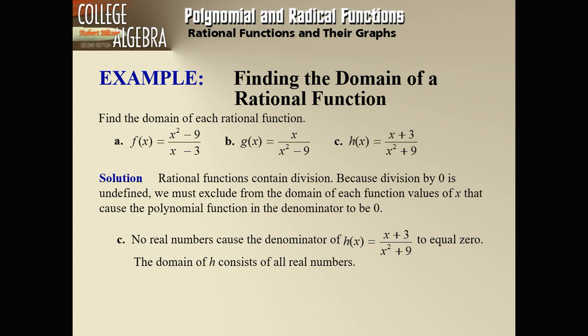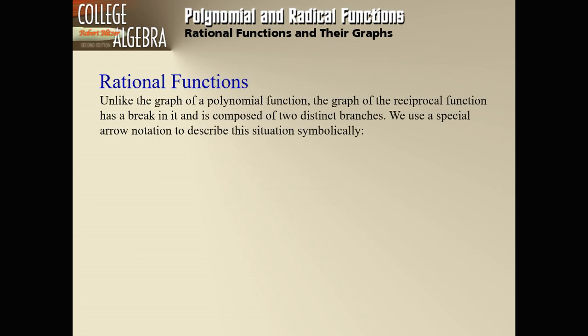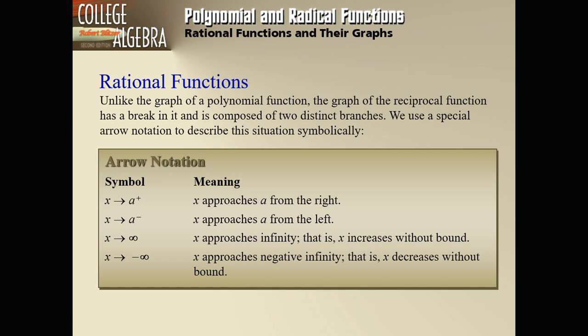Okay, so next is unlike the graph of a polynomial function, the graph of the reciprocal function has a break in it and is composed of two distinct branches. So we use a special arrow notation to describe this situation symbolically. So we have here symbol x approaches a from the right. Next is x approaches a from the left. So, positive pag sa right, negative naman pag sa left.